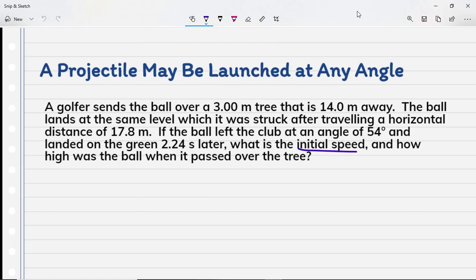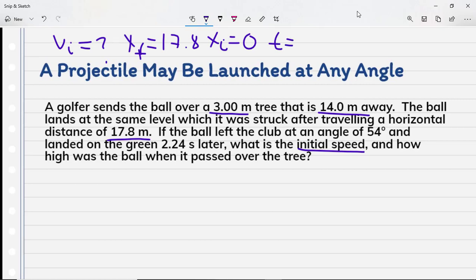So I'm looking for the initial speed. So that is going to be v_i. That is our unknown. What other information do we know? Well, we know we've got a 3-meter tree, 14 meters away. To get the initial speed, though, we're going to want to look more at this information. So it traveled a distance of 17.8 meters. So that tells us that our x final is 17.8. Our x initial is 0. We know time. And we know our angle.